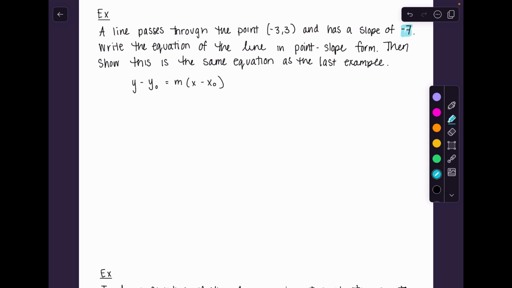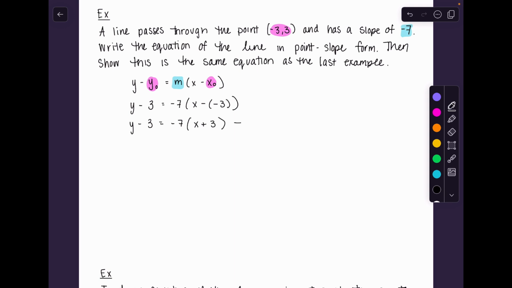Our slope we know is -7, so that's what I'm going to replace by m. And then this point x0, y0, we're going to use that -3, 3. So the y coordinate of our point is +3. The slope is -7. And the x coordinate is -3. And then just clean this up a tiny bit because I don't like that double set of parentheses. Minus minus turns to x plus 3, okay?